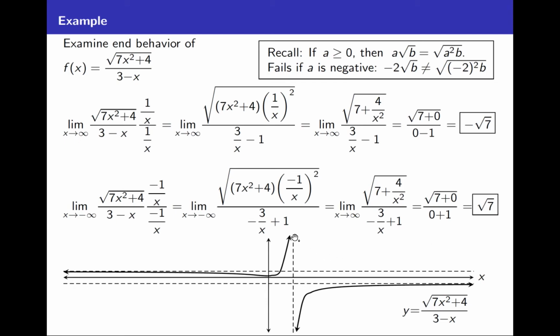And notice that you have a vertical asymptote at a certain x value right here. Where would that be? That would be at x equals 3, where the denominator turns into 0 and the numerator is non-zero. So you get a vertical asymptote right there at x equals 3.